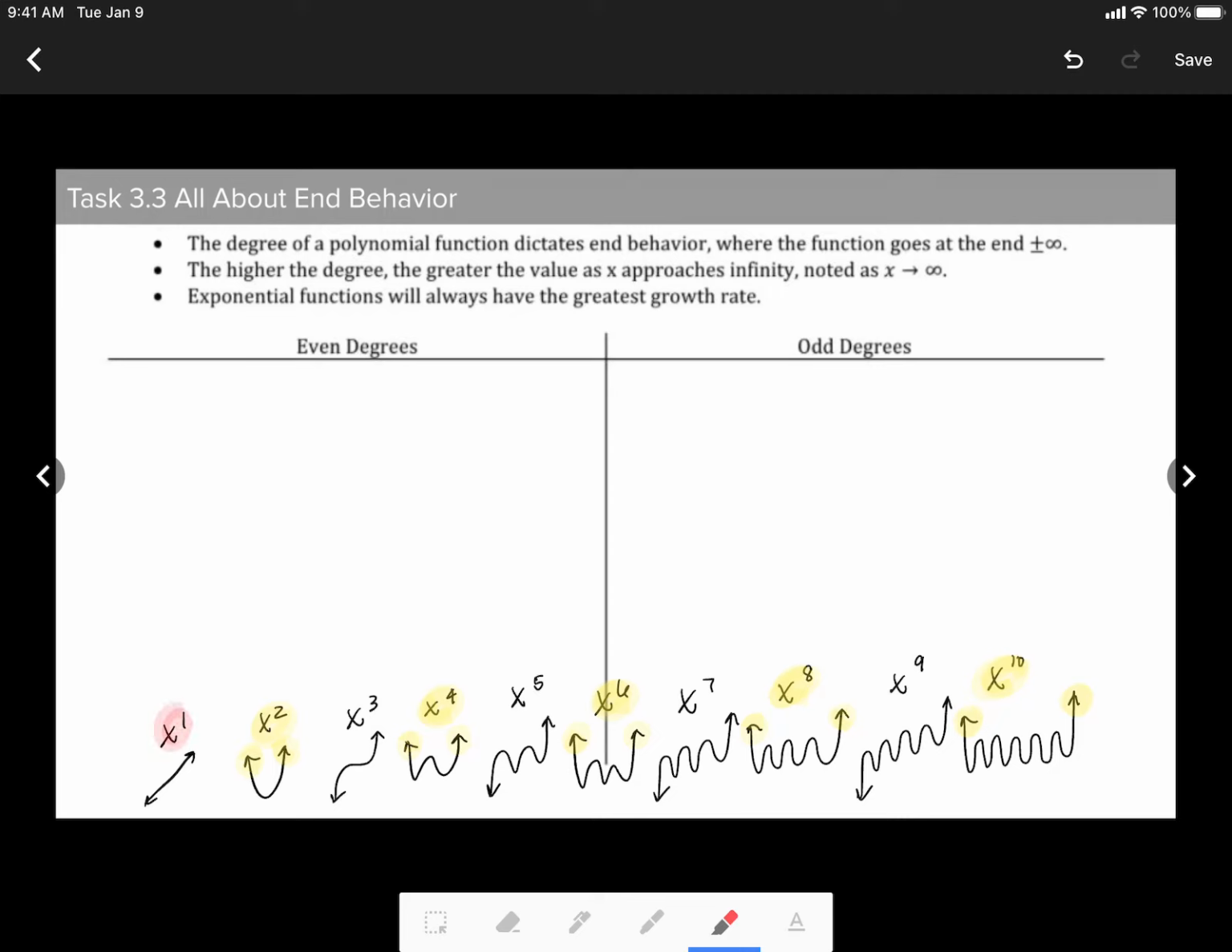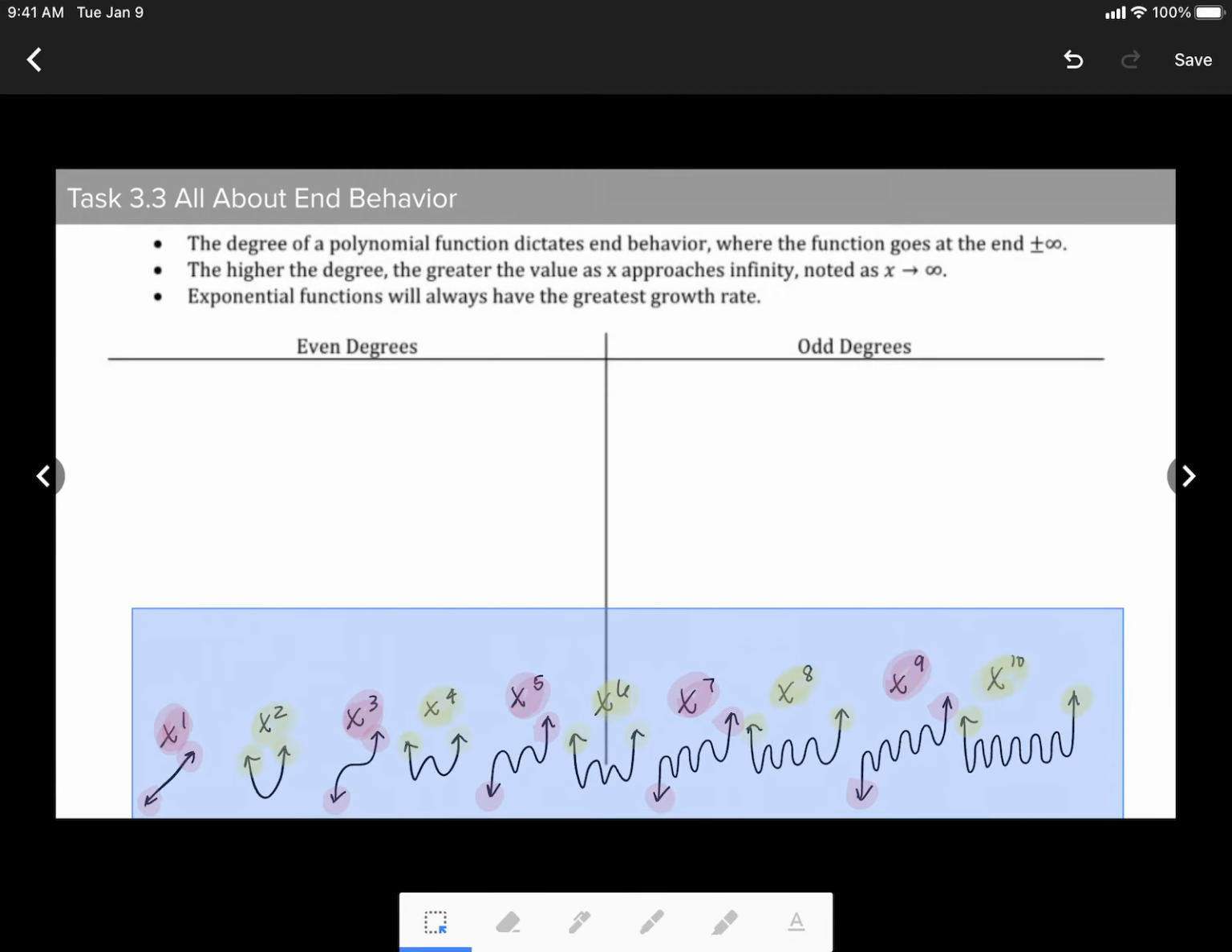If I look at my odd functions, one goes down and one goes up. Odd function, one goes down, one goes up. Another odd function, guess what? One goes down, one goes up. If I actually did draw x to the 11th, I know I stopped there, but if I drew x to the 11th, one would go down and one would go up.